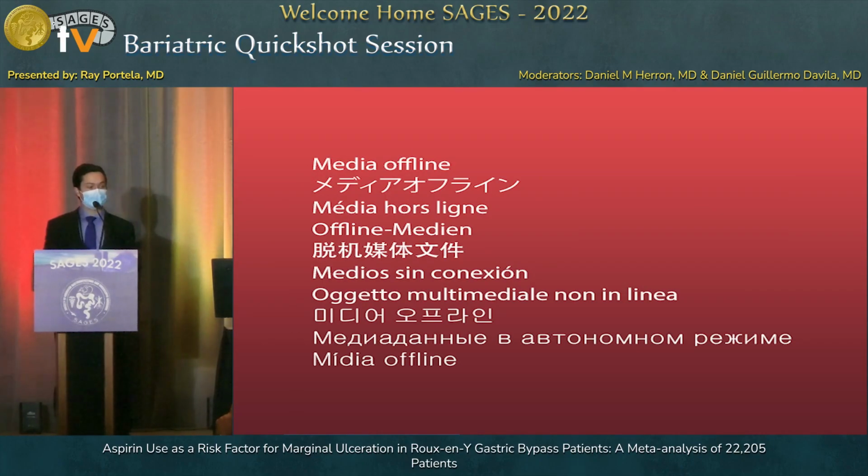We will be presenting a meta-analysis of 24,000 patients that underwent Roux-en-Y gastric bypass. Roux-en-Y gastric bypass has a very low complication rate. But although it has a very low complication rate, marginal ulcerations continue to be a relatively common condition compared to the other ones. As risk factors, we have a lot of different things.